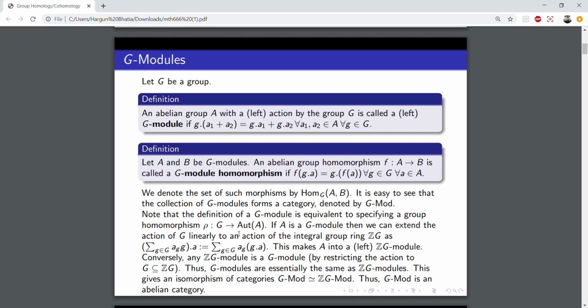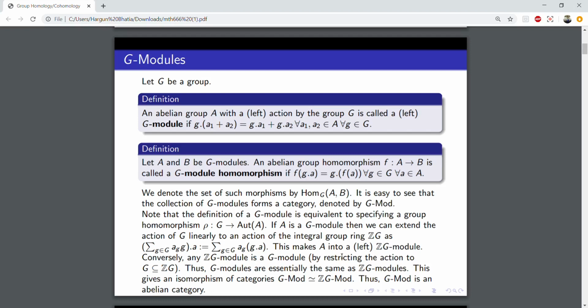Yet another way to think about it is in terms of modules over the integral group ring. If you have a G module, then you have an action of G, but you can extend that action linearly to the action of the integral group ring ZG. There's a very obvious way to do that. You take any summation of a_g·g, it acts on A by acting with g on A and then summing over all a_g. So it's a linear extension, and this definition makes A into a left ZG module.